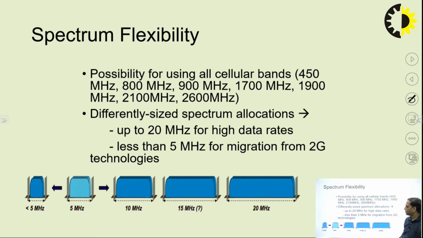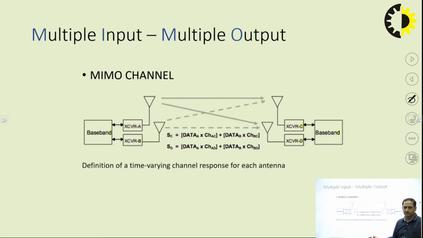So this is the possible flexibility of the cellular bands which are used in the LTE system, and differently sized spectrum allocations are there, up to 20 megahertz for high data rates and less than 5 megahertz for the migration from 2G technology. So these bands are required from 2G networks to any other network, but 20 megahertz is used for the high data rate network. So these scalable bandwidths are there, which I just mentioned about the LTE network previously.